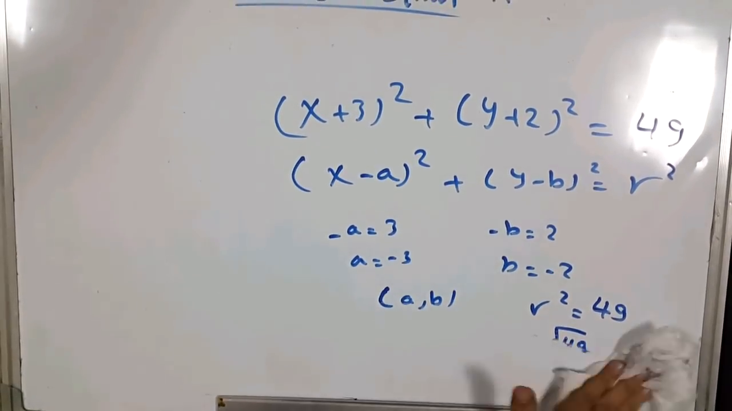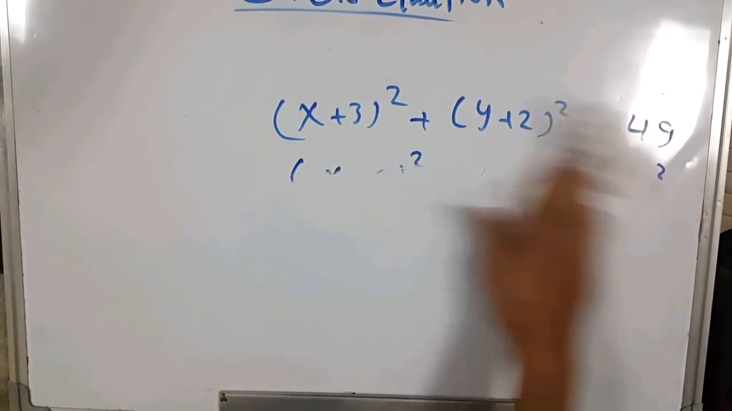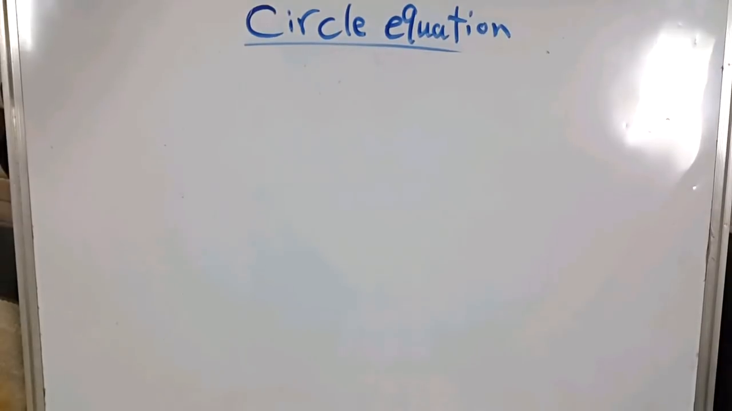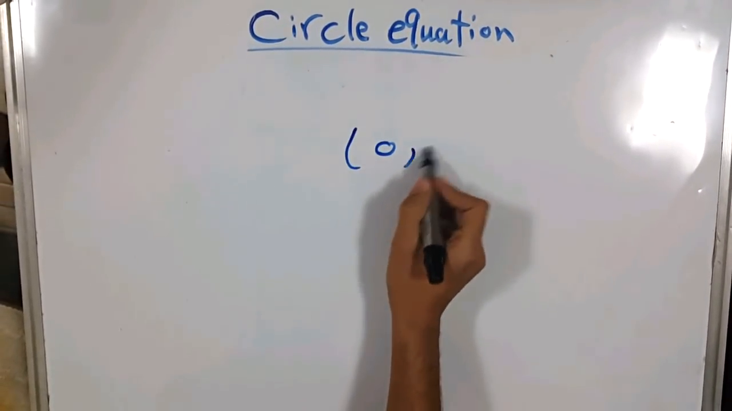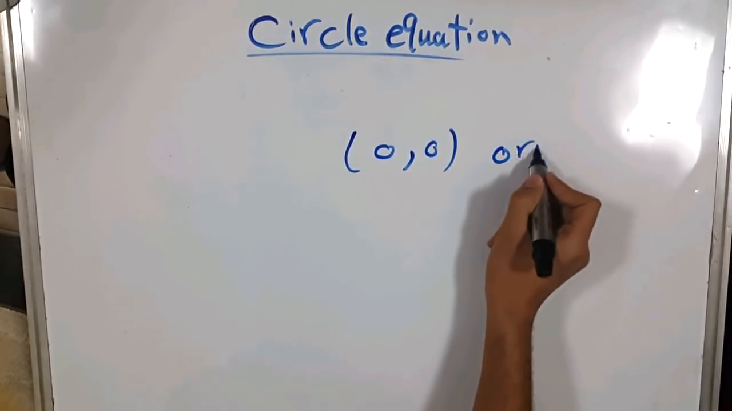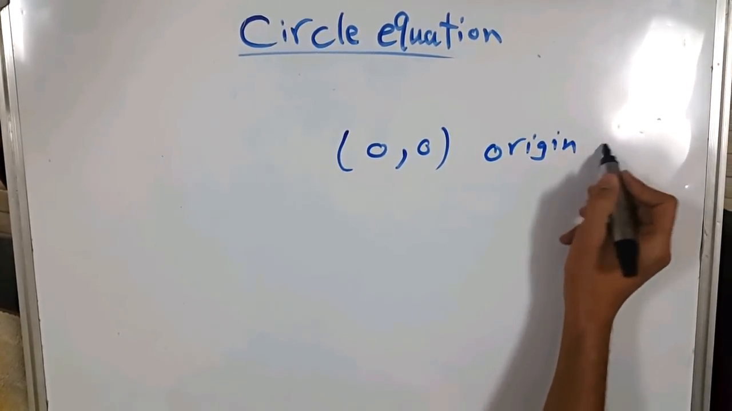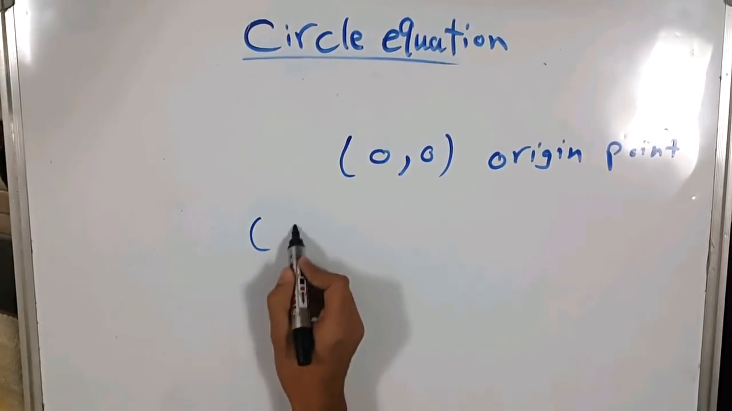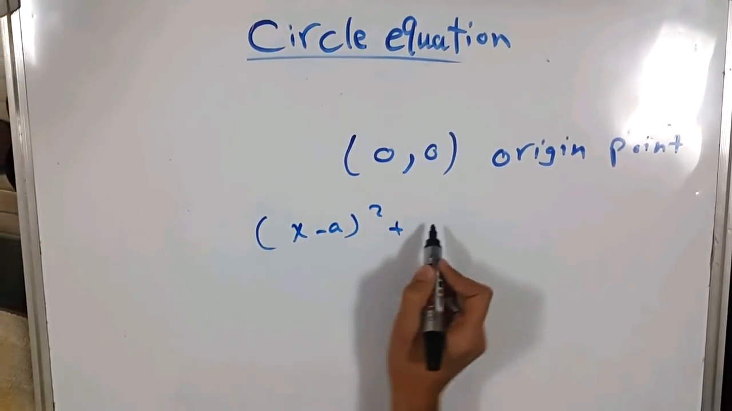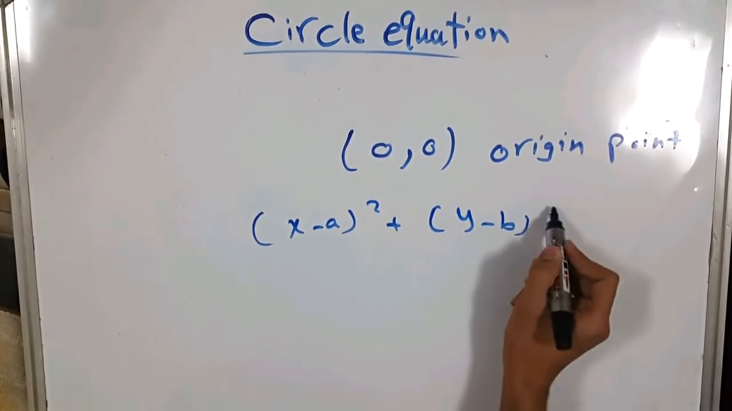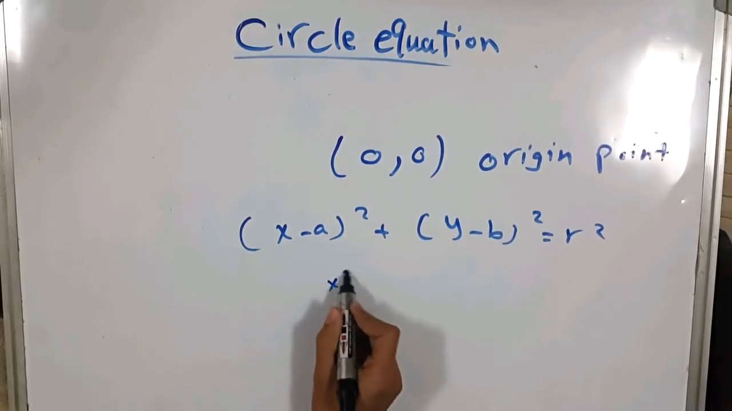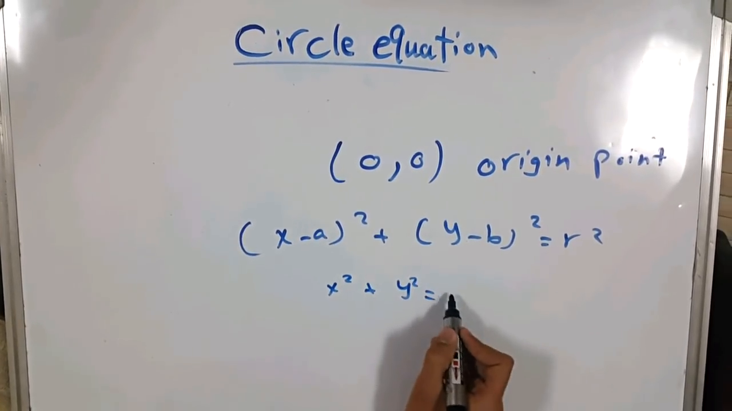We will move to another important part, which is one of the parts that the test concentrates on most. What if the center of the circle equals (0, 0)? It means that the center is the origin point. So we can substitute (0, 0) in the general formula, which says (x minus a) squared plus (y minus b) squared equals r squared. So here a equals 0 and b equals 0, so x squared plus y squared equals r squared.